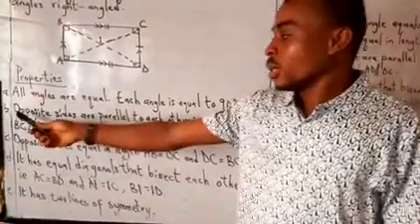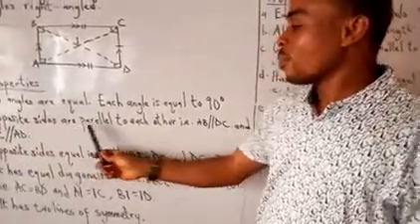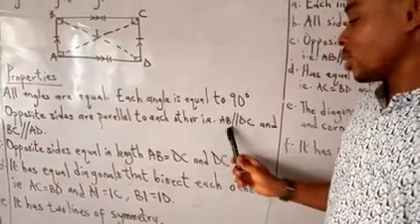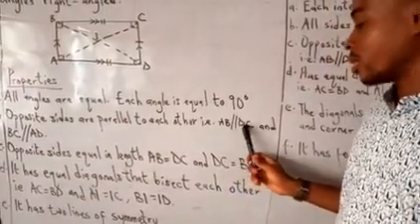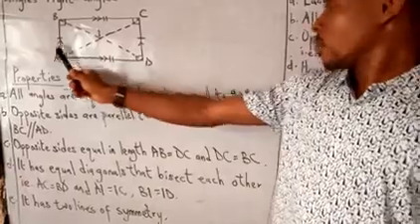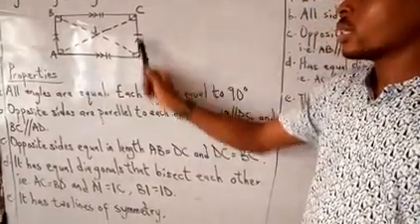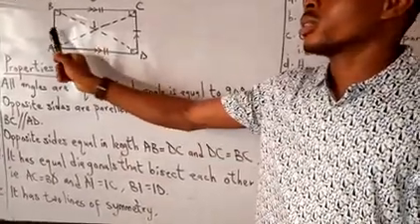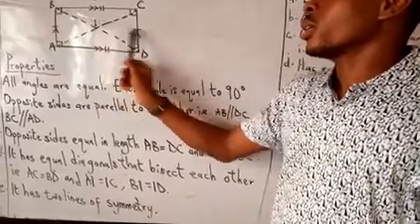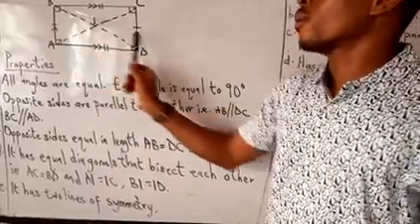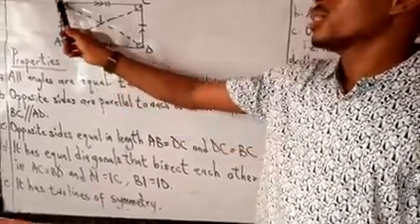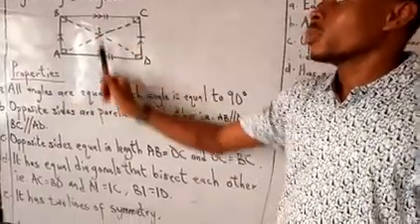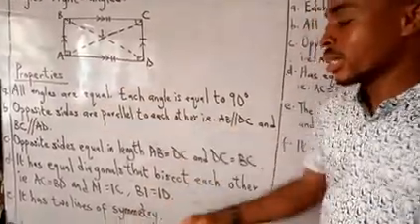B, opposite sides are parallel to each other. That is, side AB is parallel to side CD. And that's why this mark is inscribed on each of these sides, so as to show that they are parallel. Again, side BC is also parallel to side AD. That's why this mark is put on them to indicate it.